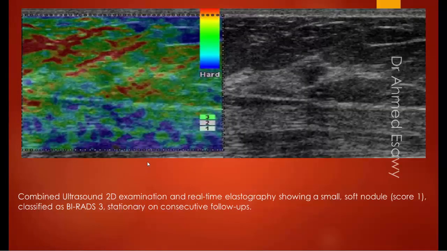Combined ultrasound and elastography show a small soft nodule, score 2 by elastography, classified as BIRADS 3, stationary course and consecutive follow-up.